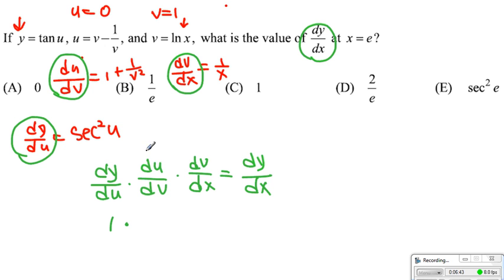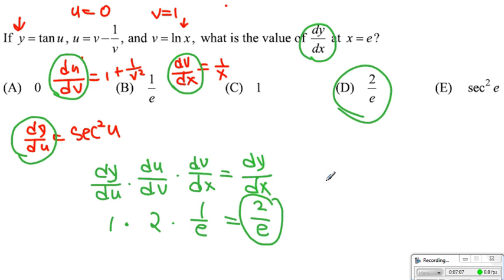Du dv. Then, after that, since v is equal to 1, this portion becomes simply 2. And dv dx, where x is equal to e, we end up getting 1 over. So our final answer becomes 2 over, there it goes. Therefore, choice D becomes our answer.